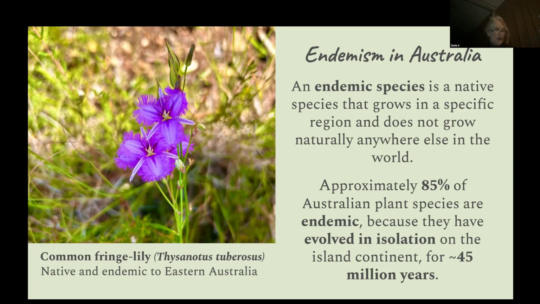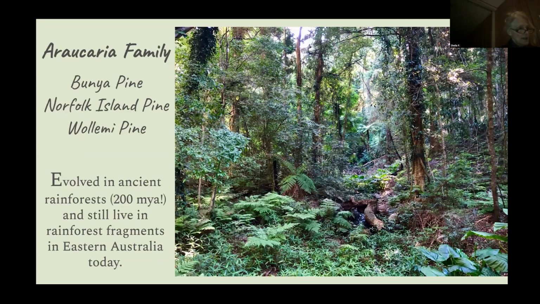So our first plant family is the Araucariaceae family. And it is an absolutely amazing family to consider because it evolved 200 million years ago in the Australian rainforest, and it still exists in the Australian rainforest today. Okay. So think about it, 200 million years ago.